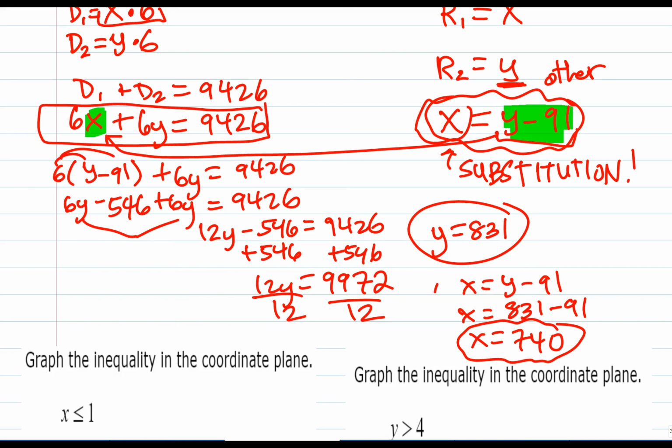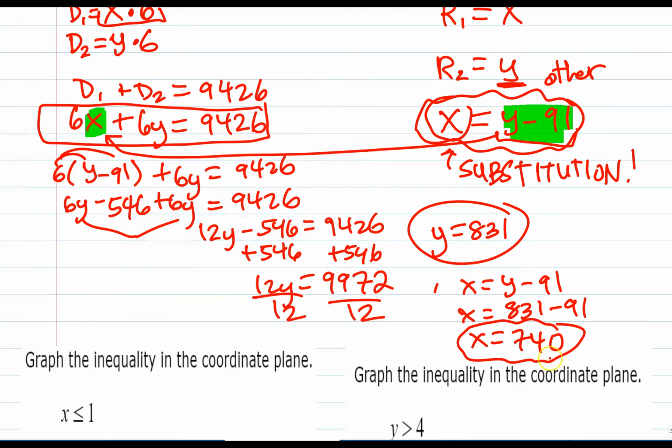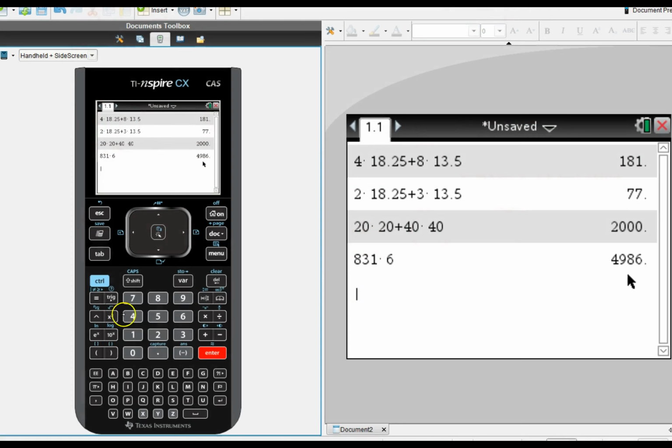Is it right? If two planes are going in opposite directions and these are their rates, did they end up going 9,426 miles apart? Well, take the first rate, 831 times 6. That's how far the first plane went. Take the second rate, 740 times 6. That's how far the plane went. If they're going opposite directions, what's the total distance they were apart?